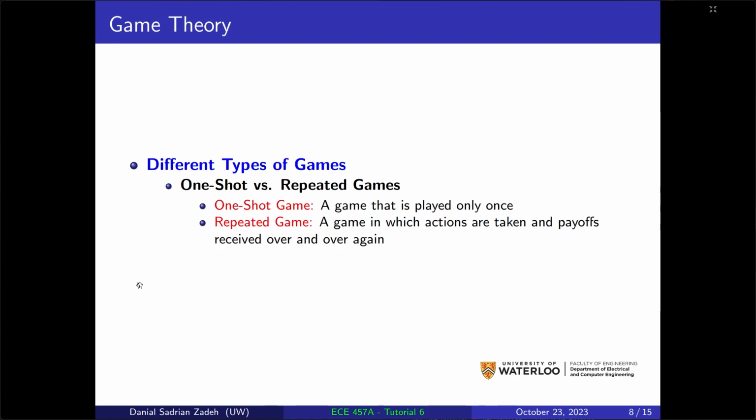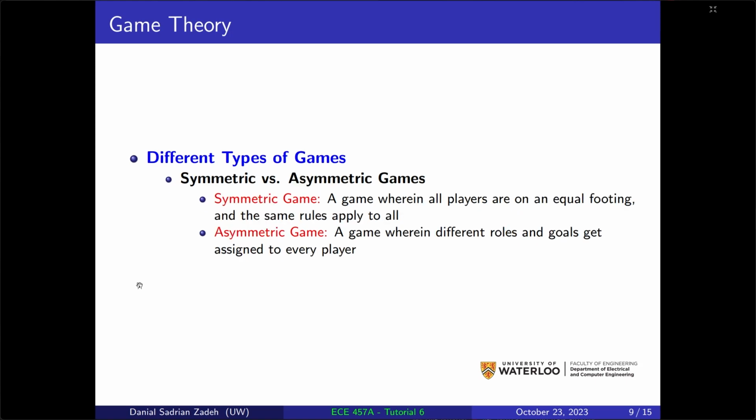Then we have one shot and repeated games. One shot games, as is obvious from the name, are games that are played only once, and a repeated game is a game in which actions are taken and payoffs received over and over again.